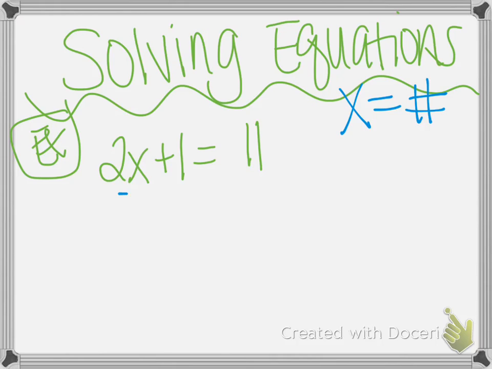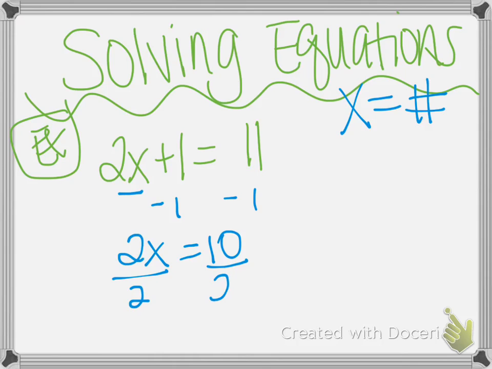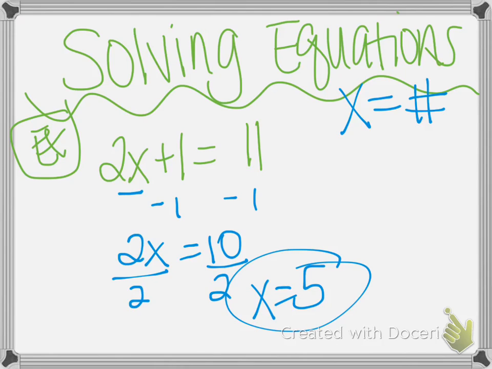Now remember, I want the x on one side and all the numbers on the other. So I'm going to start with this plus 1 and I have to move it to the other side. In order to move it to the other side, I'm going to minus a 1 from both sides. And I'm going to have 2x equals 10. Now this x is 2 times x, and I want x to be alone. So the opposite of multiplying would be to divide. So I need to divide both sides by 2 and get my answer of x equals 5 in the end.